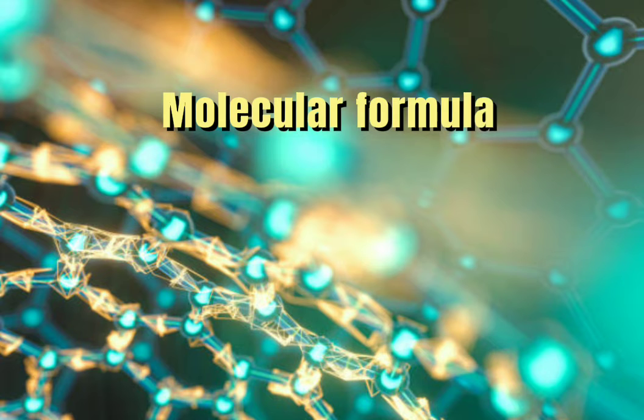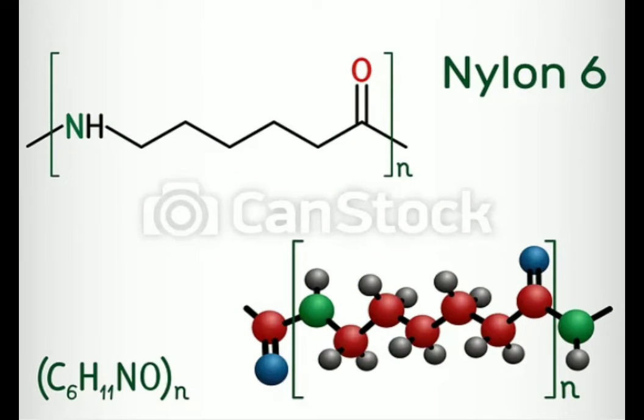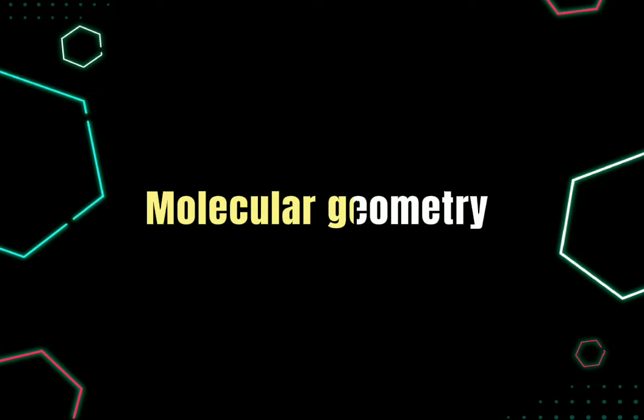Molecular formula. Molecular geometry. Nylon is made from two monomers, each containing 6 carbon atoms, so the product is known as nylon 66. On reaction, an OH group is lost from the acid molecule and one hydrogen from the amine molecule, so a molecule of water is eliminated. An amide link is formed between the two monomers.